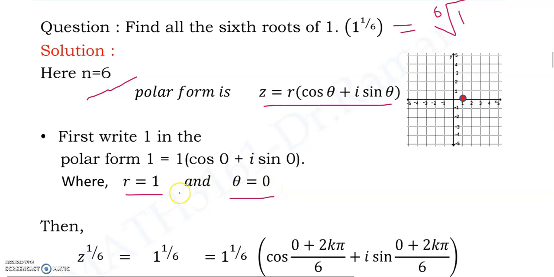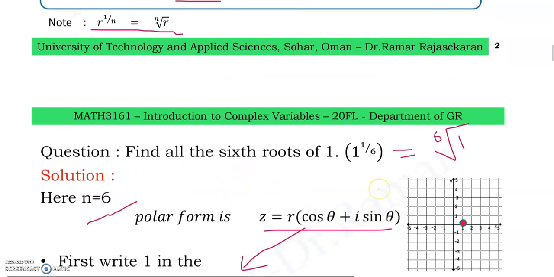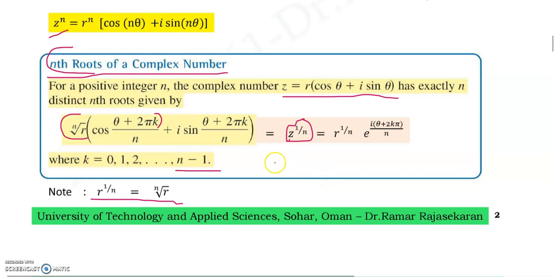Now substitute r and theta in the polar form, so we can write the complex number z equals 1, that is r, which is 1, times cosine theta, which is 0, plus i sin theta, which is 0. This is the polar form. Next we have to find the sixth root of the complex number, that is z to the power 1 by 6, which is 1 to the power 1 by 6. This is the rule discussed in slide 2.